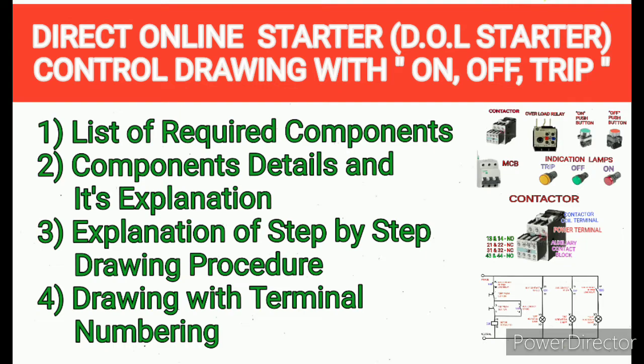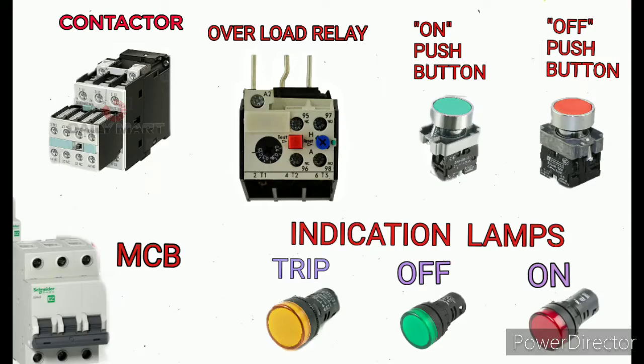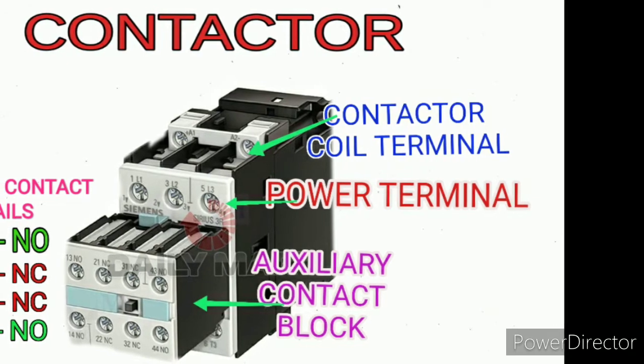First we are going to see the list of components. This picture shows the list of components required: contactor, overload relay, on-off push buttons, indication lamps and MCB for power isolation. First we are going to look at the contactor.